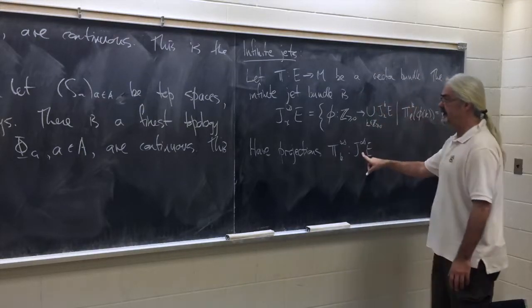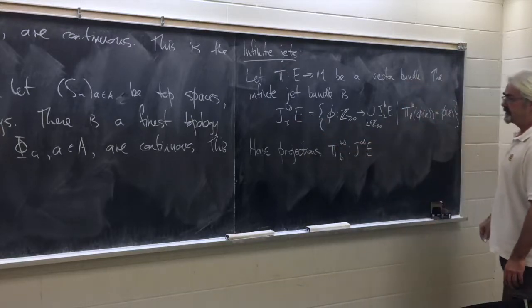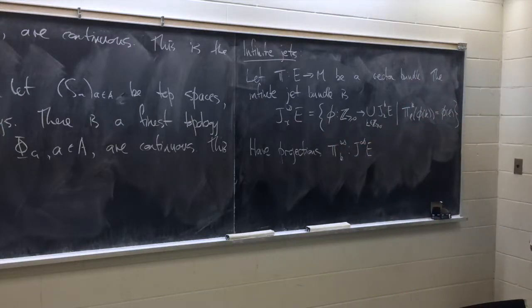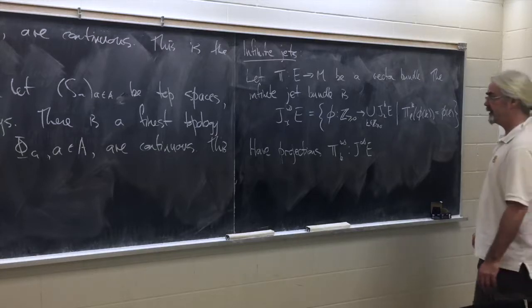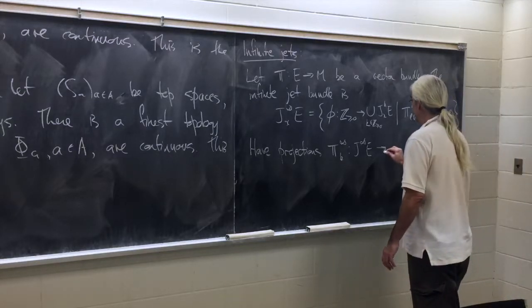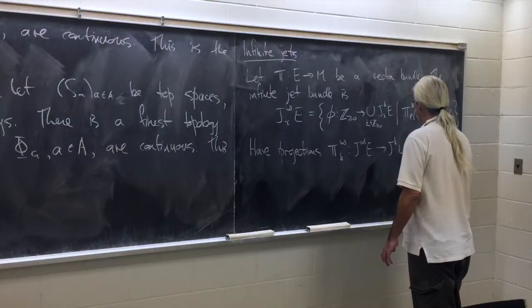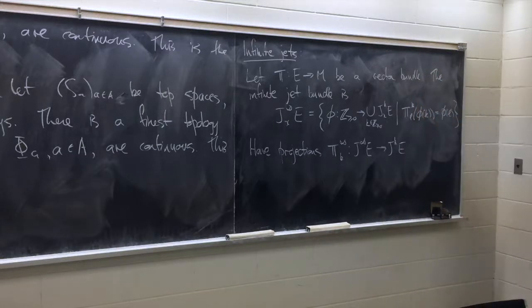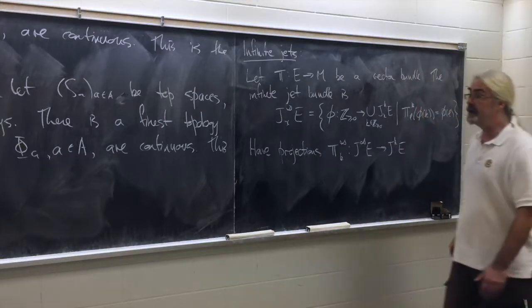Okay, so for j infinity e, you simply do the obvious thing. You take the disjoint union over all x in M of j infinity x. Okay, like that. All right.